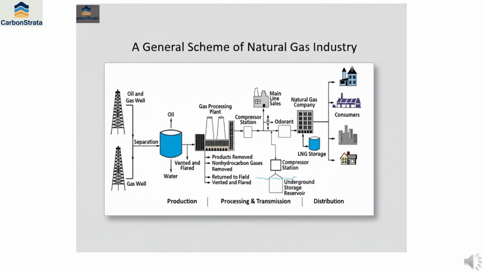The natural gas industry consists of three major segments: production, processing and transmission, and distribution. The process begins at the production stage, where natural gas is extracted from underground reservoirs. At the surface, separation facilities remove produced water, condensates, and other associated fluids before the gas enters the processing system. During processing, impurities such as carbon dioxide, hydrogen sulfide, water vapor, and other non-hydrocarbon components are removed to meet pipeline and market specifications. Valuable natural gas liquids may also be recovered during this stage.